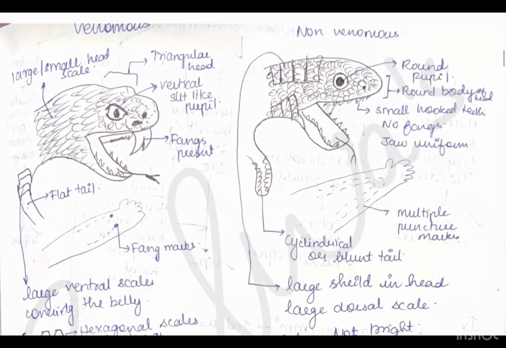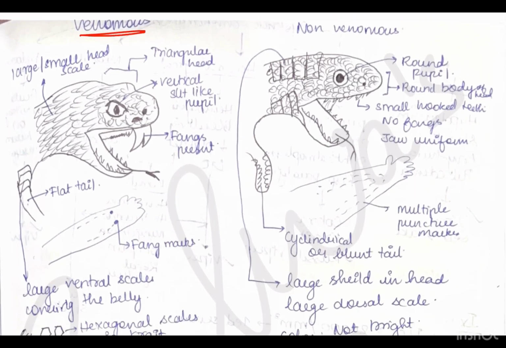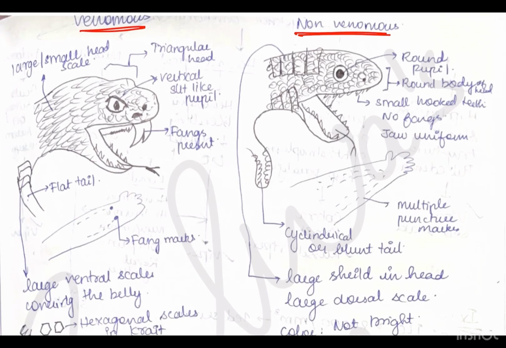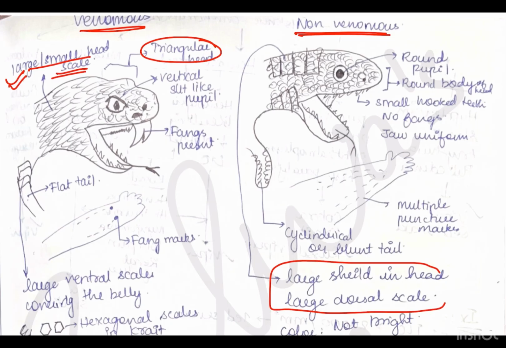Now, we have to know about the differences between two snakes, venomous and non-venomous snakes. So, this is a rough diagram showing you how a venomous and non-venomous snake looks. There are some key differences which we have to know. First, we'll look at the head. The head has large or small head scales and has a triangular head. Whereas, in a non-venomous snake, a large shield is present in the head and a large dorsal scale is present.